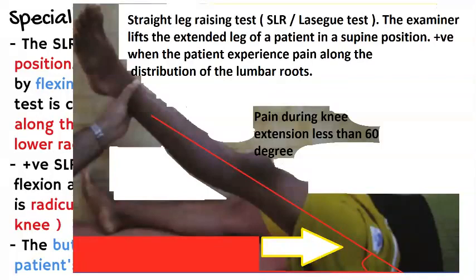This picture illustrates the straight leg raising test, SLR or Lasegue test. The examiner lifts the extended leg of a patient in a supine position. Positive when the patient experiences pain along the distribution of the lumbar roots. Usually pain occurs during knee extension less than 60 degrees.